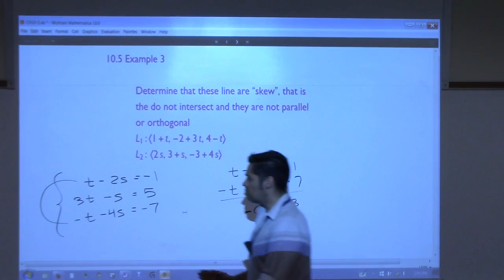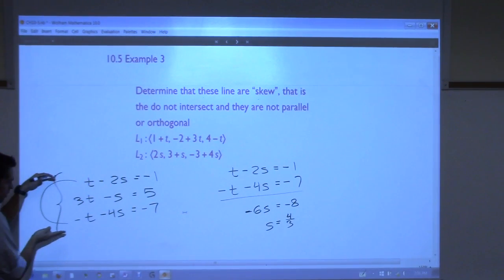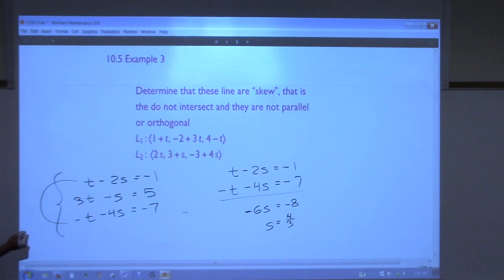I know that for the first and third equations to be true at the same time, I need at least the s to be 4/3. Now what? I can plug in 4/3 to where? Doesn't matter, actually, anywhere, right? Any of these, to get what t is. Let me go into the first one.